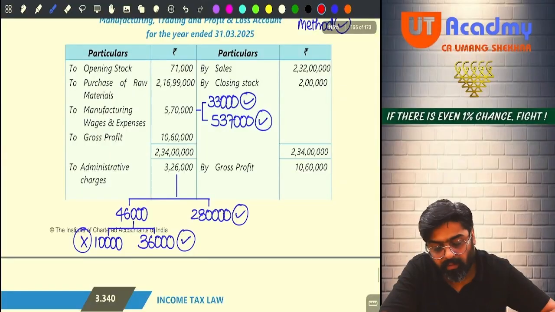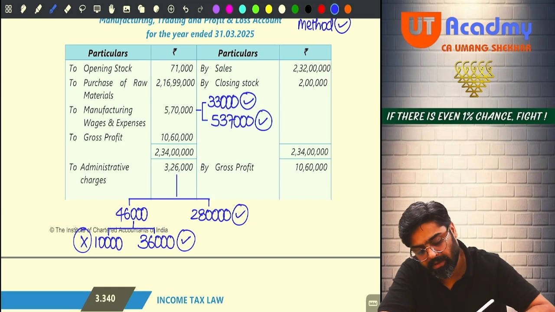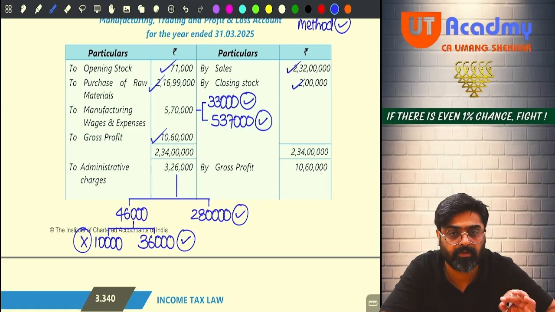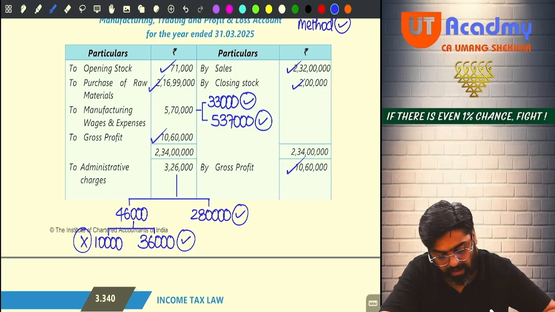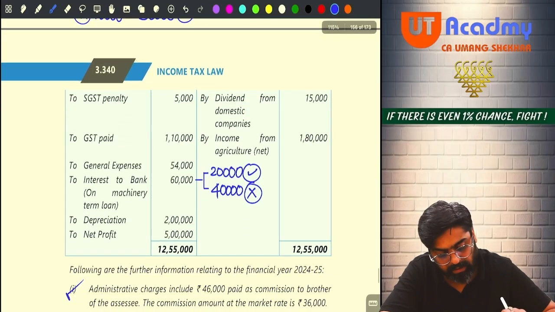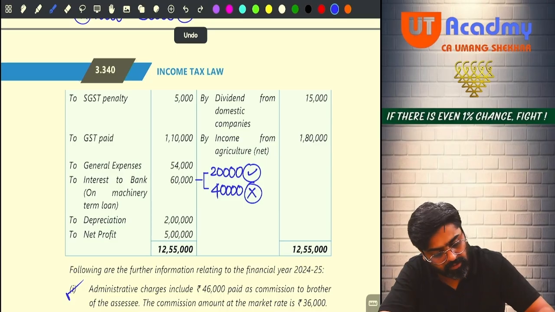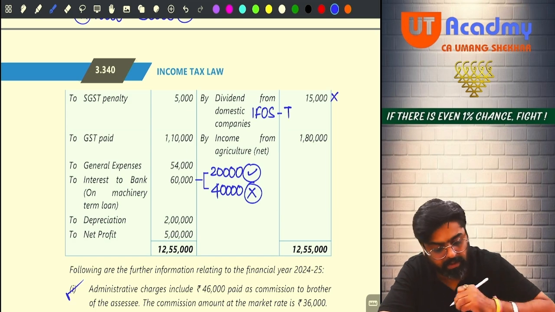Next one. Can you see your manufacturing trading account? In your manufacturing trading account, whatever is written, everything is what? Allowed. Everything is allowed means your gross profit is your first business profit. Yes or no? So gross profit is your business income. Done. Administrative charges we have already done. Next one, dividend from domestic company. Come on, tell me, is it your business income? Are you in the business of earning dividend income? So this is not your business income. This is your income from other sources, will be taxable over there.